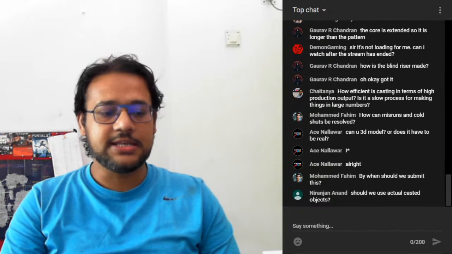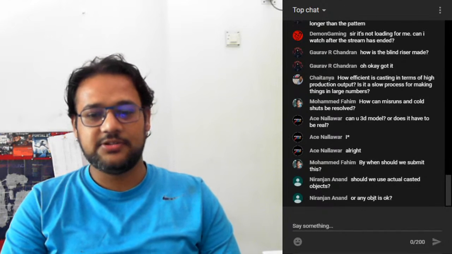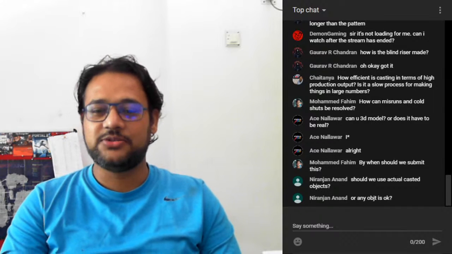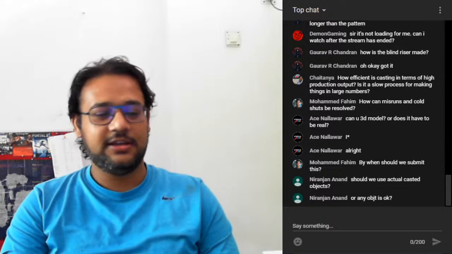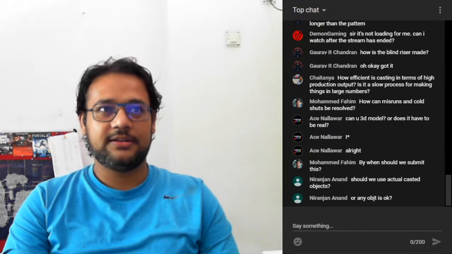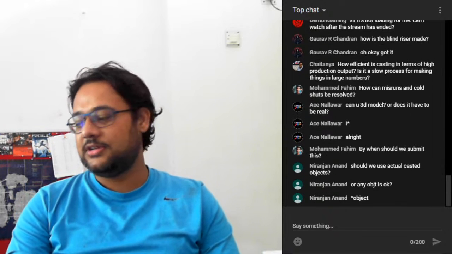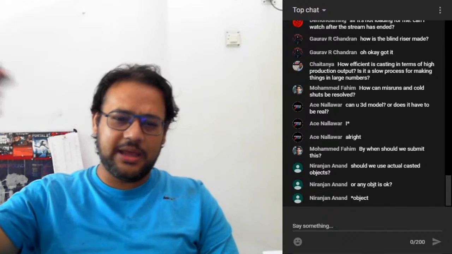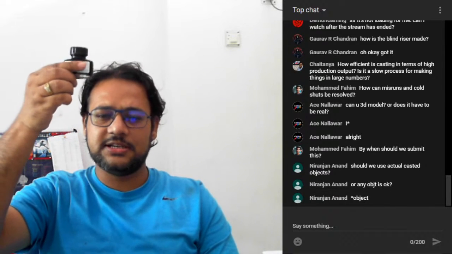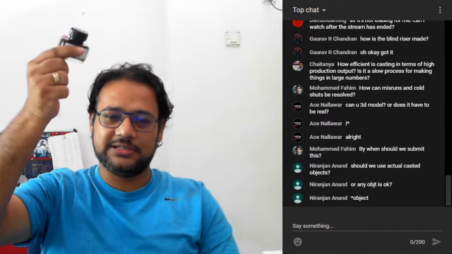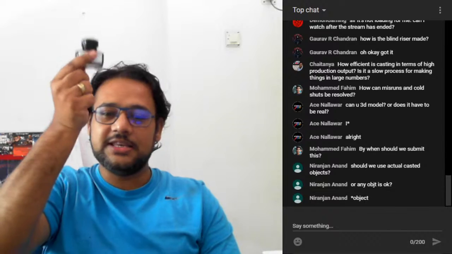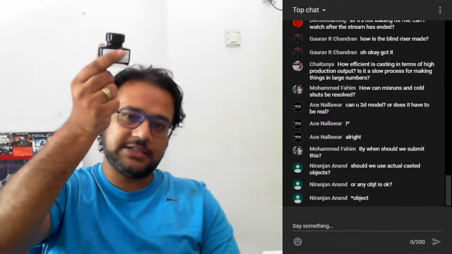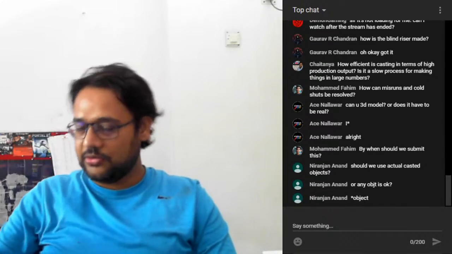So Niranjan is asking, should we use an actual casted object? No, you don't need to use actual casted objects. You can use any object. So the idea is, I'm using this kind of an example. This is not a casted object. It's an ink pot, right? So I can use this, and I'll think that, okay, this I will try to make using casting. So what are the things that I need to do? So that's the idea.